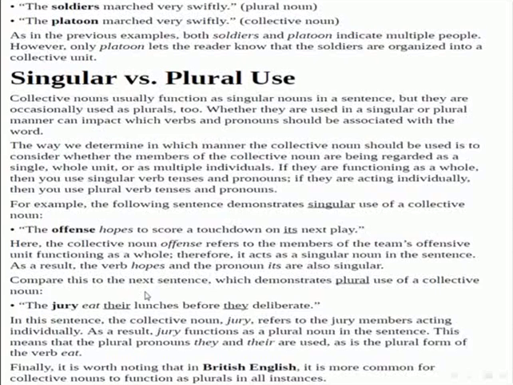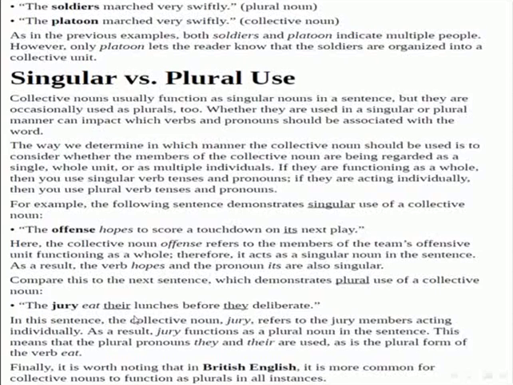Now next. Compare this to the next sentence, which demonstrates plural use of a collective noun. Next example: the jury eat their lunches before they deliberate. Here, the offense hopes, because of the s on the verb, we understand the offense is singular, right? But here, the jury eat their lunches, because of their and because of eat, not eats, we understand it refers to plural. The jury eat their lunches before they deliberate.